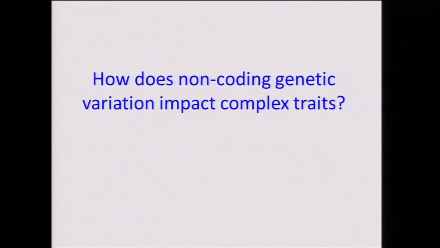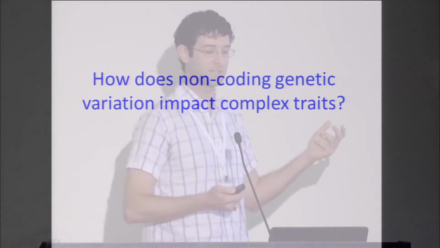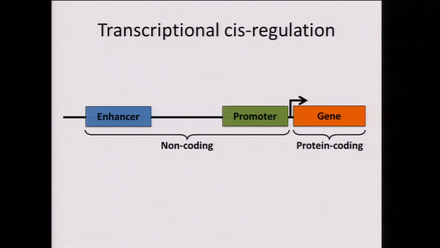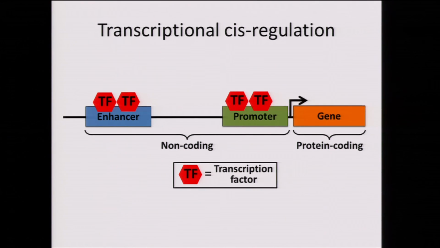So the question that I want to address today is how this non-coding genetic variation is impacting complex traits. In particular, at the molecular level, what are these non-coding variants actually doing? The work that I'm going to tell you about is almost entirely done by one very talented graduate student, Ashley Taranci. We know quite a bit about transcriptional cis-regulation, and in particular the importance of transcription factor binding to elements like enhancers and promoters.